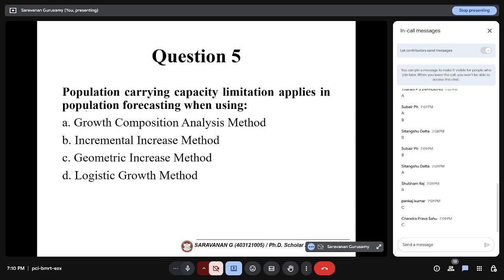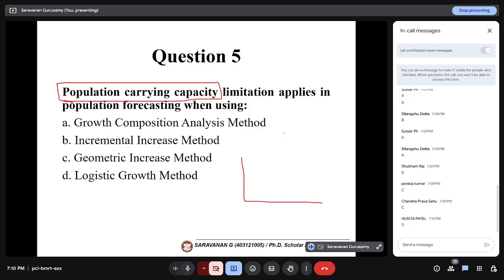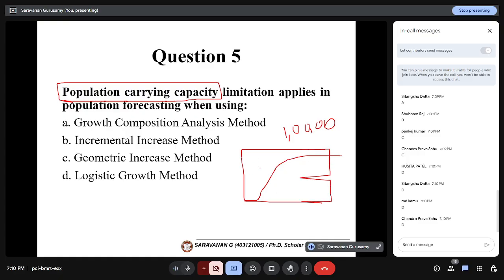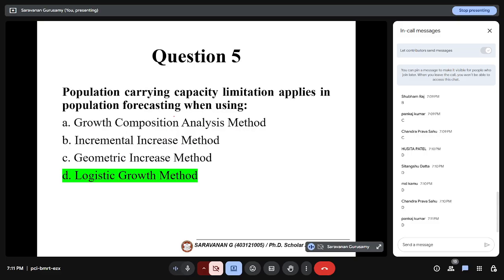Fifth question. Population carrying capacity limitation applies in population forecasting when using for a city which is having a population carrying capacity limitation, then which method can we use? Growth composition analysis method, incremental increase method, geometric increase method, logistic growth method. For a city, only 1 lakh population can be accommodated. Then initially it will slow down and it will start blooming, and after attaining this 1 lakh, it will follow a saturation curve. So the population carrying capacity of the city is limited. This type of system will follow the logistic growth method, right? So when the population carrying capacity is limited, the answer is logistic growth.